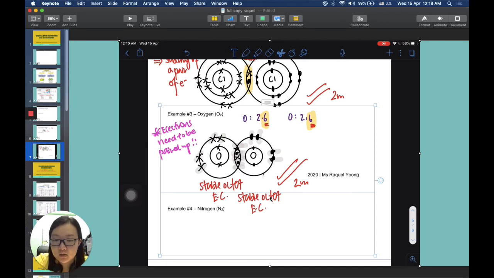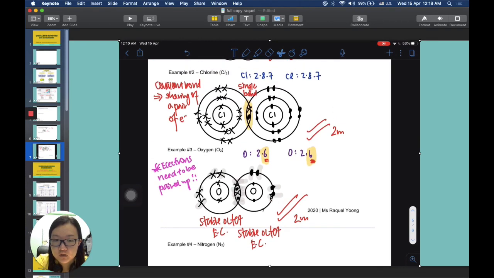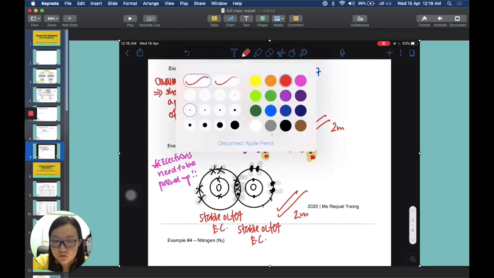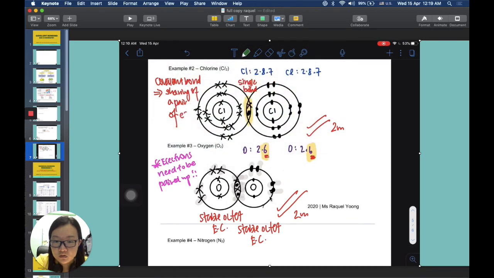Okay, let's move on to example 4, which is nitrogen gas N2. Let me scroll down. Does the video end here? Oh, okay. Oh yeah, let me remind you.